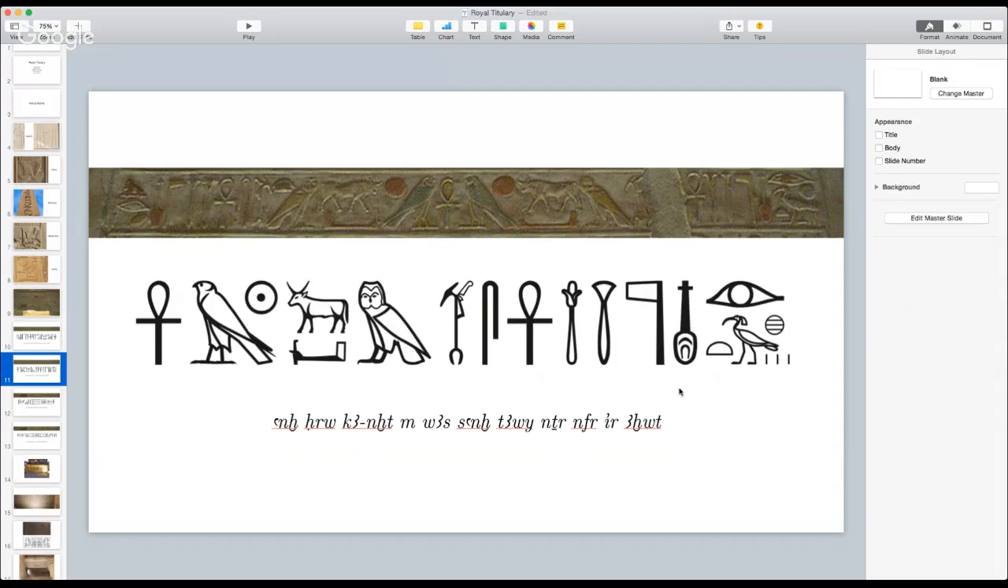We have Ir Akut, which means who makes benefactions. The word Akut means effective, and as a plural, it means to do things that are beneficial to people. So together, Ir Akut means to make benefactions. All right. And that's what this is all saying.